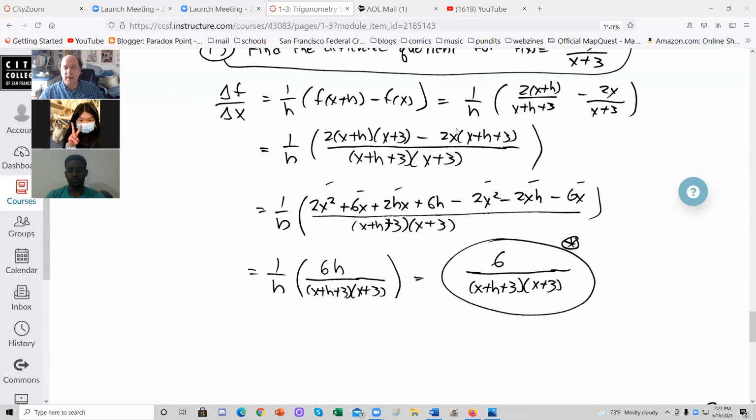Okay, we expand this out. So this becomes 2x squared plus 6x plus 2h plus 6h. Then we distribute the minus and the 2x over all this. So you get minus 2x squared minus 2xh minus 6x. Okay, the 2x squareds cancel. The 6x's cancel. 2x's cancel. And we're left with 6h over x plus h plus 3 times x plus 3. Then the h's cancel, and we're left with 6 over x plus h plus 3 times x plus 3. And that is the difference quotient.